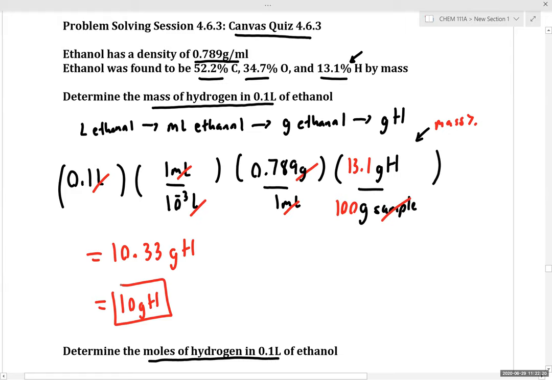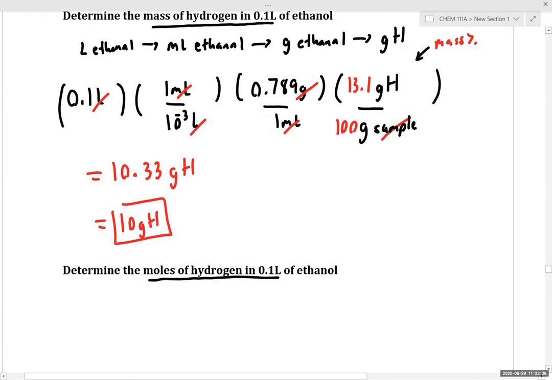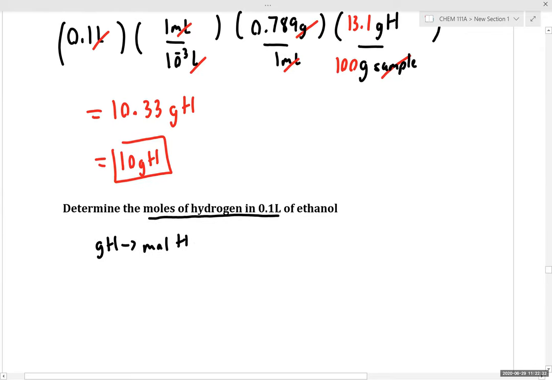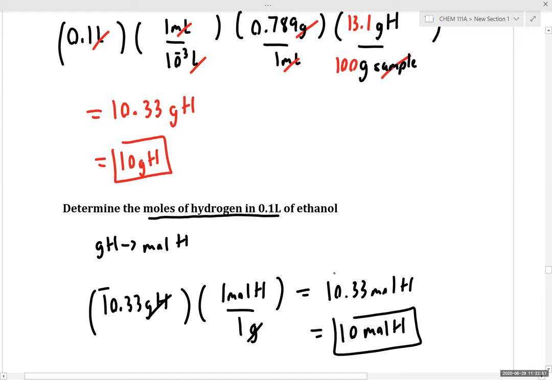And if we want to determine the moles, if we want to do a mass to mole conversion, we know how to do that. To go from the grams of hydrogen to the moles of hydrogen, all we have to do is use our molar mass. Starting off with 10.33 grams of hydrogen, we know that in 1 mole of hydrogen, we have 1 gram. A nice easy calculation, which in turn gives us 10.33 moles of hydrogen that we round to 10 moles of hydrogen, considering we only have 1 sig fig in our input.